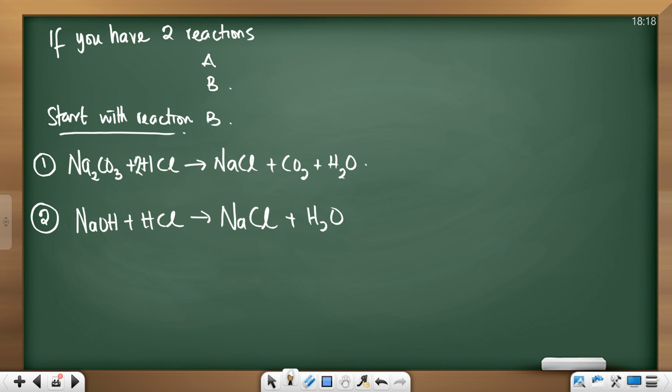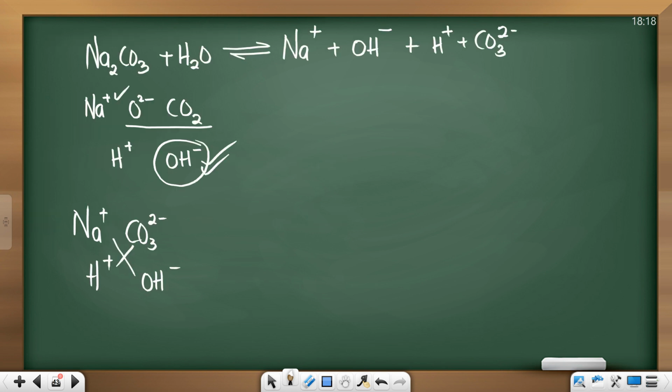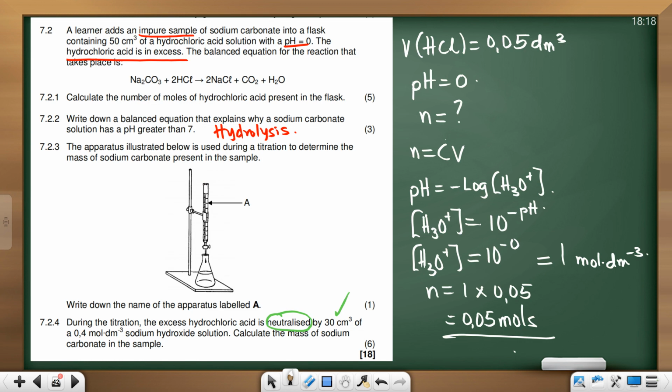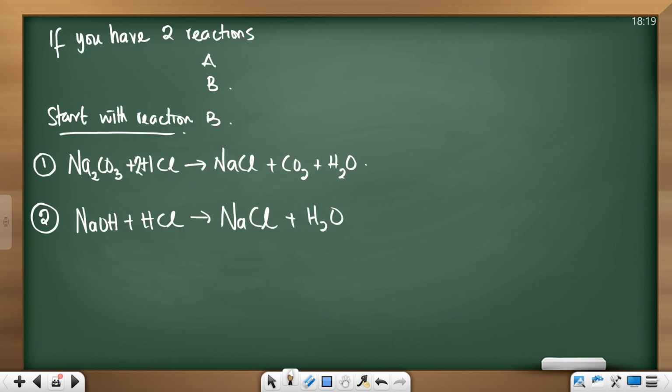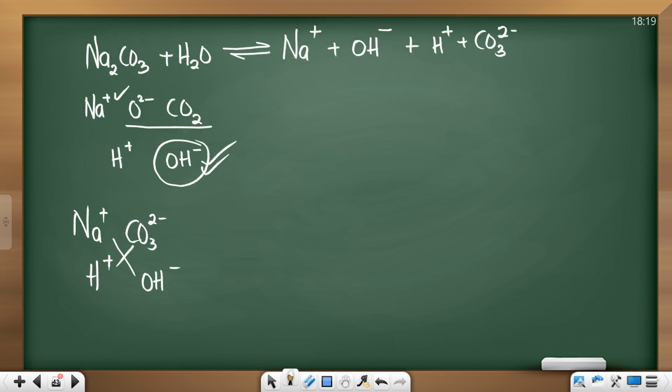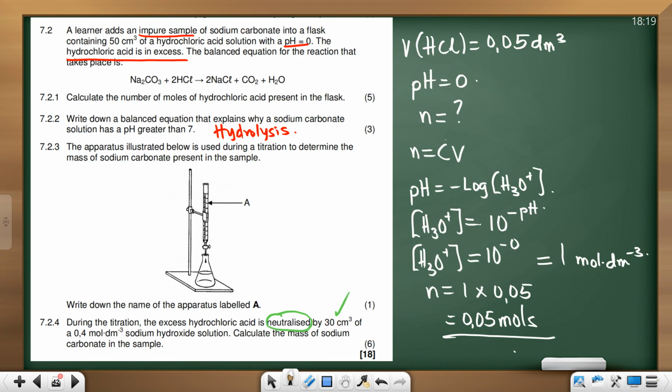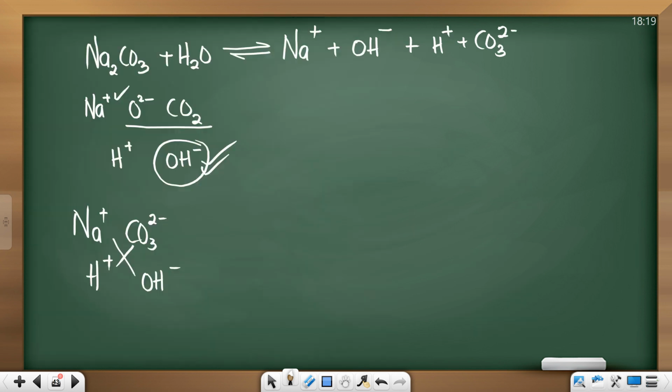Now, let's go write the information that we have. This is the key. They said the excess hydrochloric acid, which we don't know, because we don't even know what was used in the first one. So I don't know the volume here. But wait. Am I given information about my sodium hydroxide? Yes, 30 cm cube and 0.4 moles.